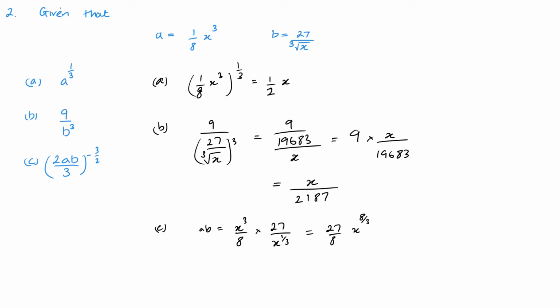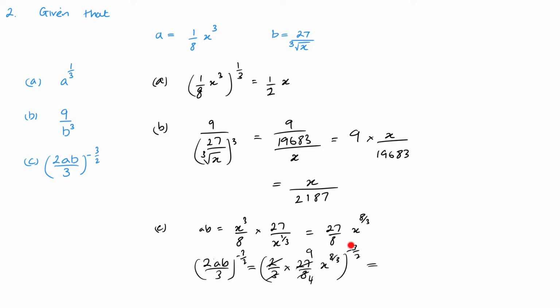Now that I've got that, we can go ahead and put it into the form of the question. So we got 2 over 3 times 27 over 8, x to the 8 over 3, and of course this is to the power minus 3 over 2. So this will cancel, so 2 will cancel with 8, leaving me 4, 3 cancelling with 27, leaving me 9.